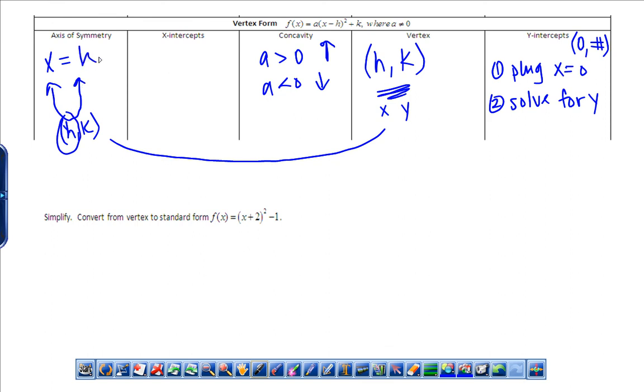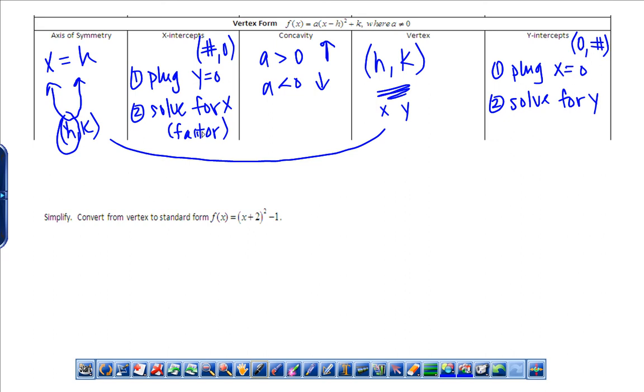Okay, on my x-intercepts, there's no trick here. Just like my y-intercepts, this is going to be a number comma 0. So I'm going to have to plug in values again. Plug in y equals 0, and then you're going to have to solve for x. Unfortunately, this might mean you have to factor. Not always, but you might have to.